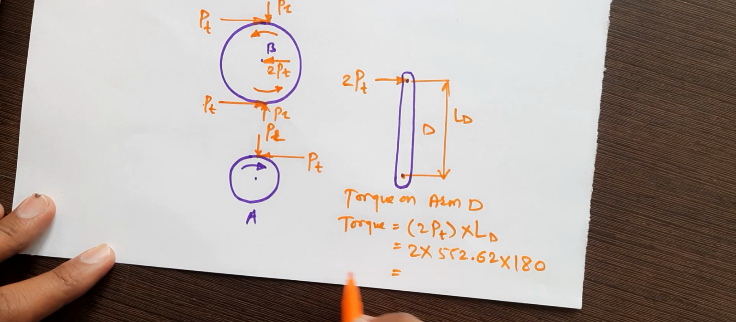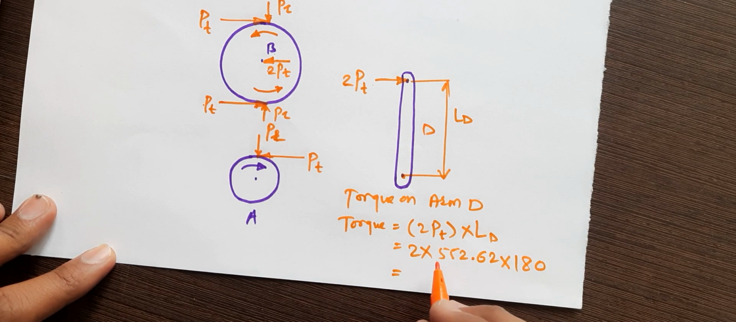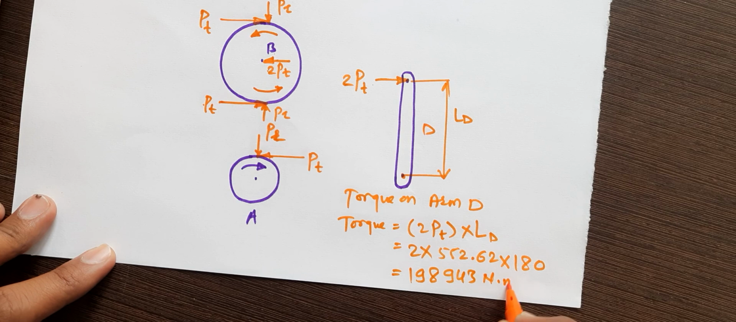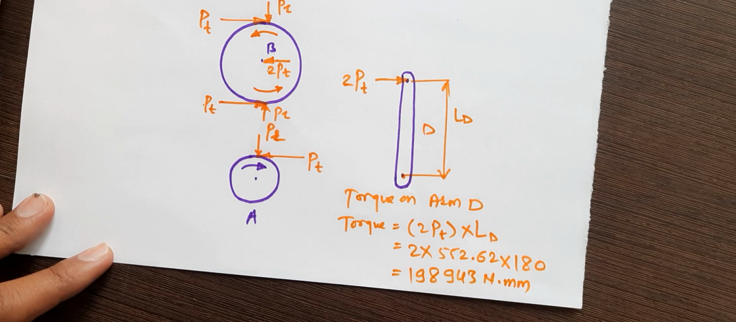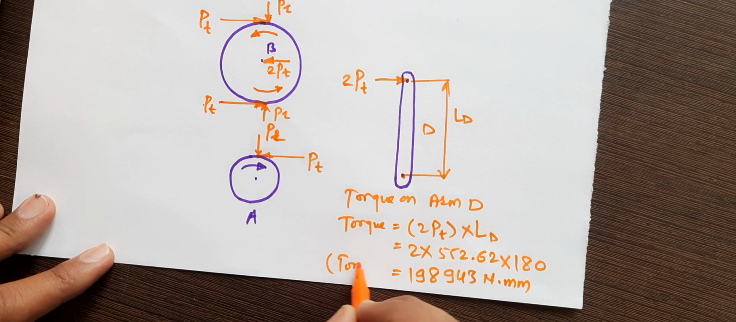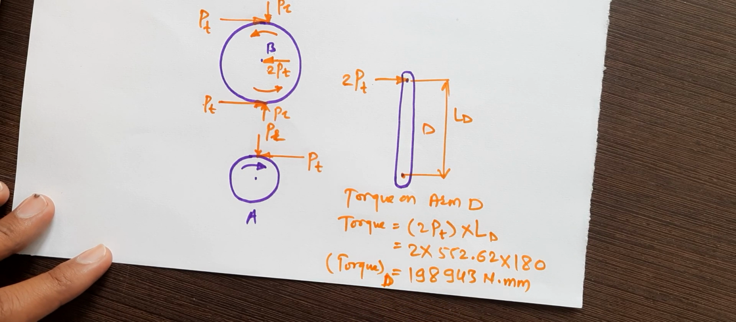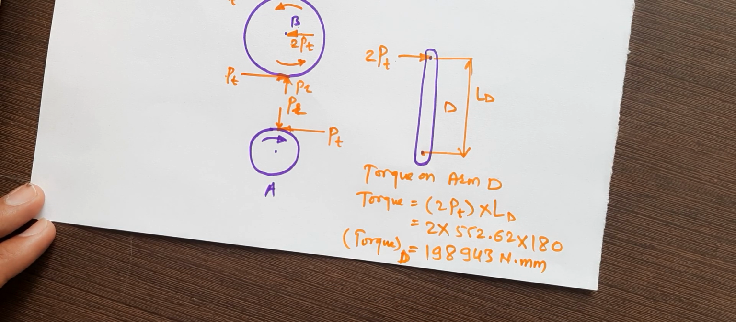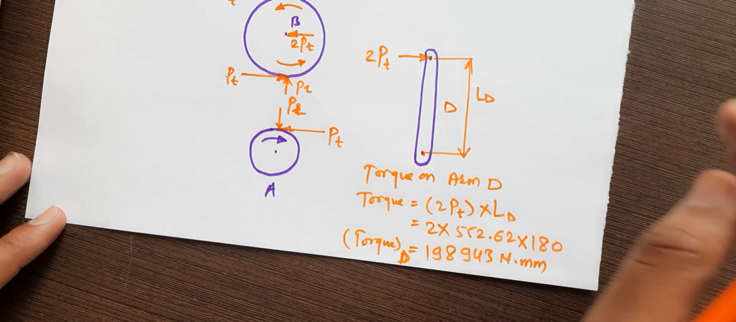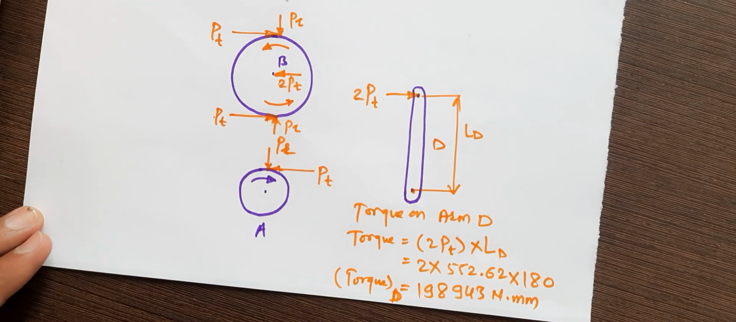If you calculate here, you will get torque as 198,943 Newton mm. This will be the torque acting on arm D. In this way you can calculate all the required things that are asked in the examination. Okay, thank you.